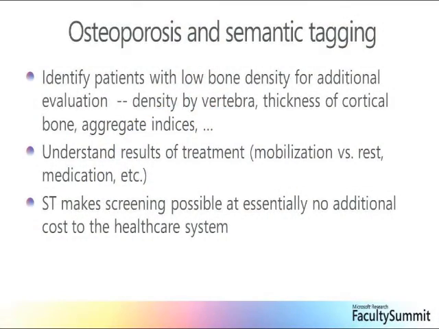Now, this information has to be manually extracted. I did this because this happens to be something that I'm interested in. But you can imagine how much better life would be if we got a report every time we did a CT scan. Here are the density by vertebra. Here's the aggregate density, the average, thoracic, lumbar spine. And here's what it was the last time the patient had a CT scan.